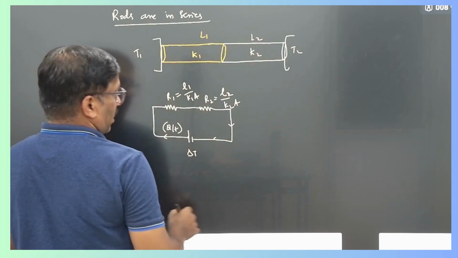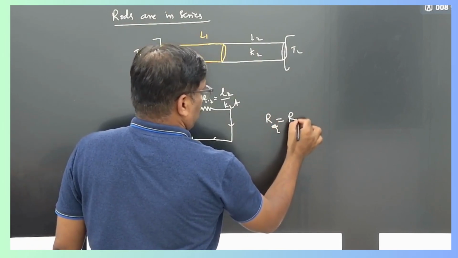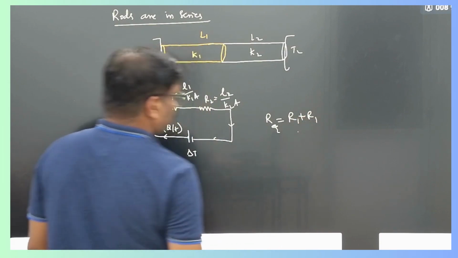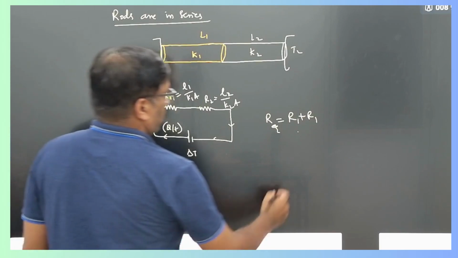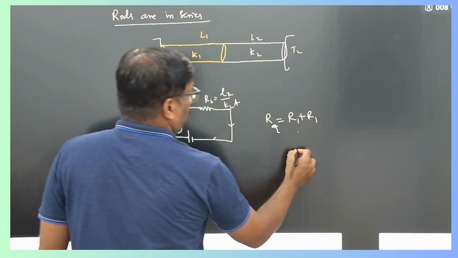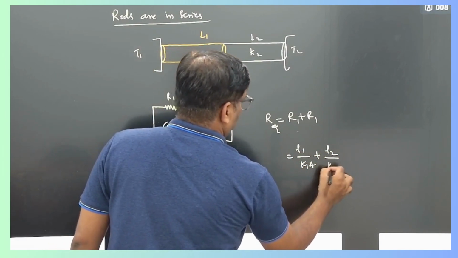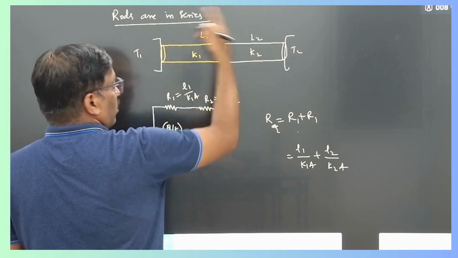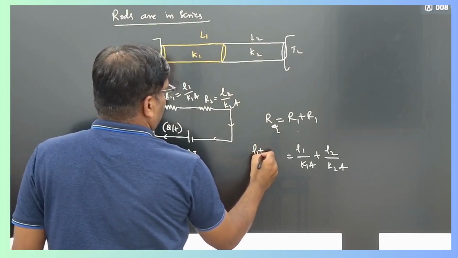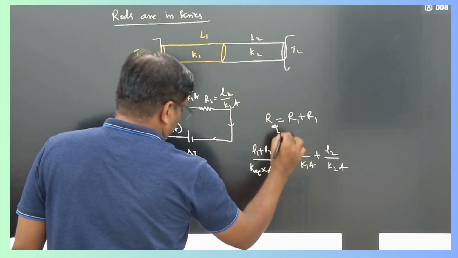Now the resistors are connected in series. So what can you write? R equivalent is equal to R1 plus R2. So what is R1? Therefore, L1 by K1 into A plus L2 by K2 into A. But here, for R equivalent of this one, the total length will become L1 plus L2 by K equivalent into A. Clear?